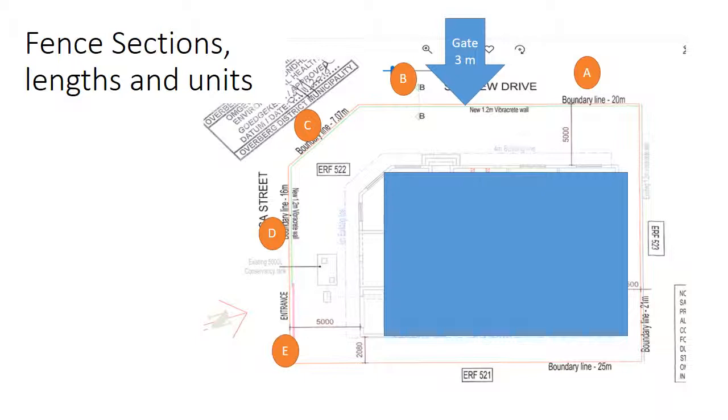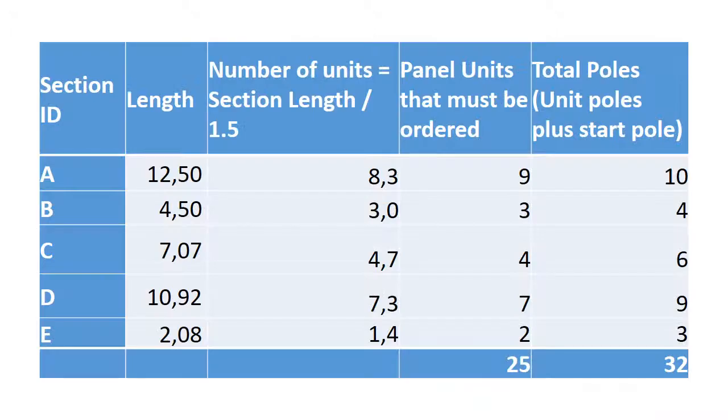The fence sections is a section on the fence, maybe between a gate. Then you start at section A, and then there is another section B up to the corner, and then from that corner where it turns, that is a logical section. And then if you get D, it's a logical section to a driveway entrance. And then another small logical section is section E up to the neighbor's boundary.